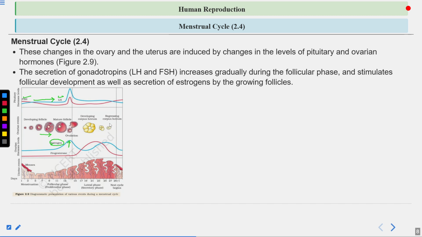Okay. Now this estrogen, if it is in less concentration, then it will inhibit FSH and LH. If it is in more concentration, or when the estrogen reaches the threshold value, when it is more than the threshold value, then it will stimulate the FSH and LH. So here the estrogen level is maximum. So it is stimulating the release of FSH and LH. So that's why FSH and LH is also maximum here.